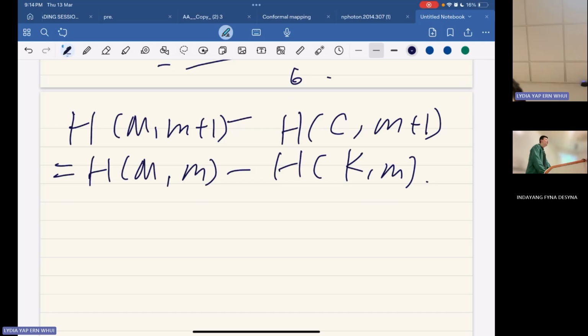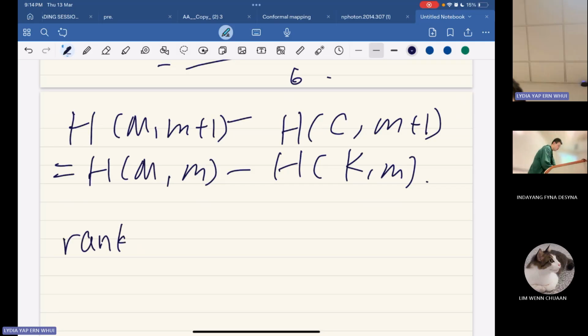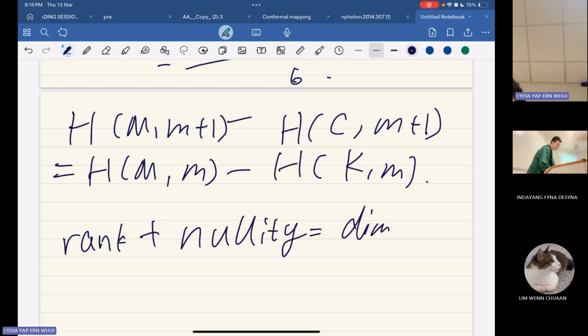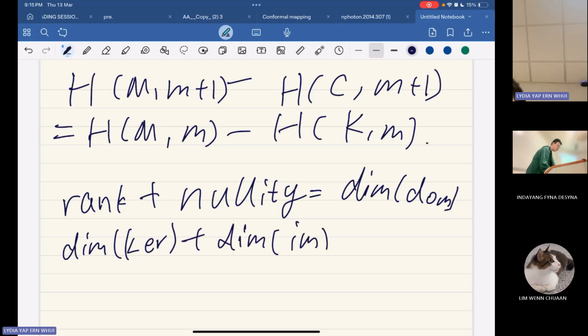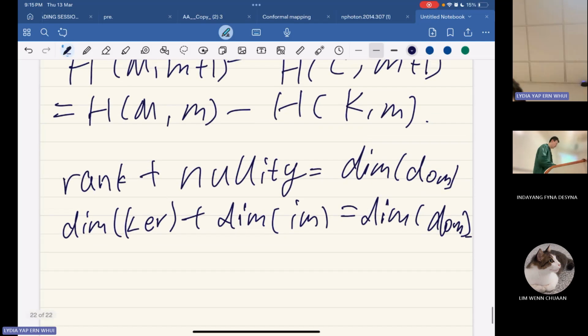And do you remember what you learned, I think, the rank theorem in linear algebra 1? It says that rank plus nullity is equal to the dimension of the domain, right? This is for matrices, and if we consider it as a linear transformation, the dimension of the kernel plus the dimension of the image should equal the dimension of the domain, right? And we can just use this.